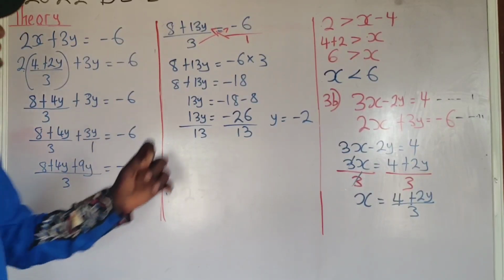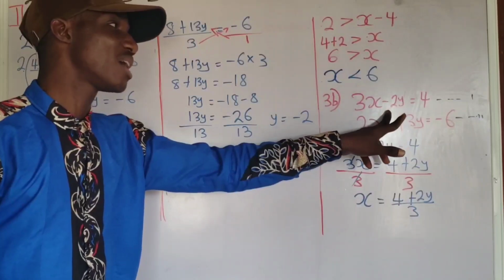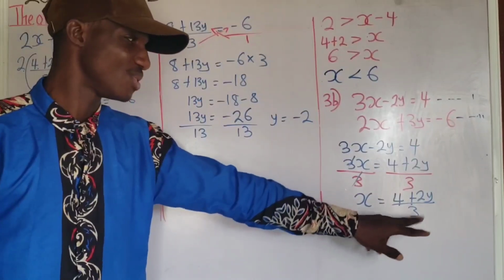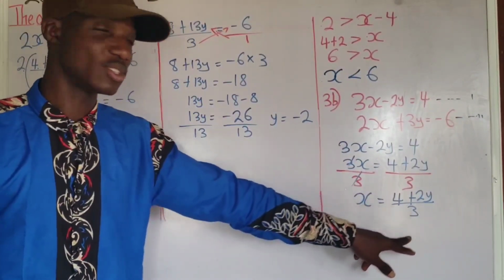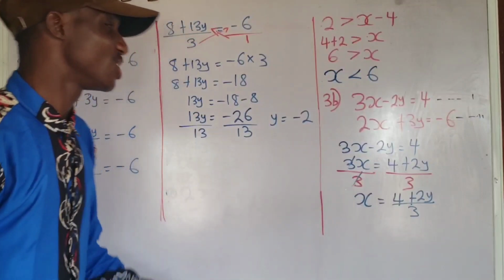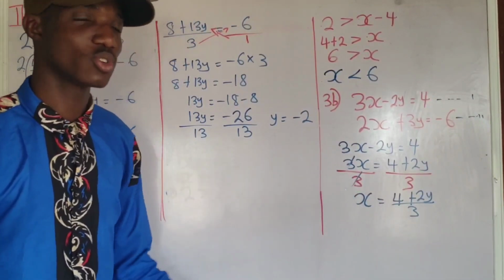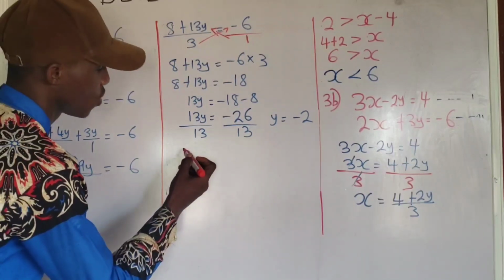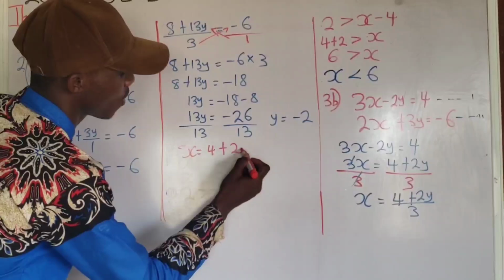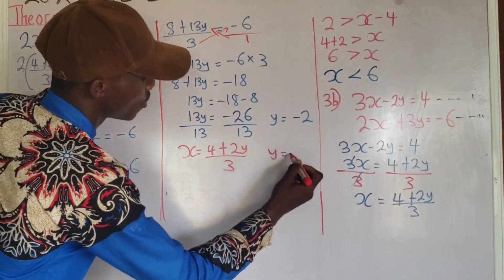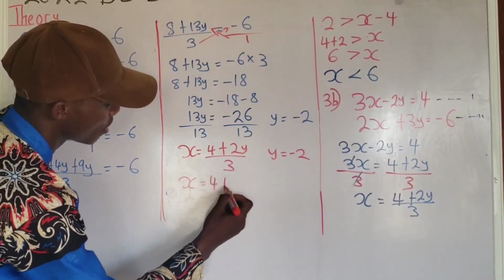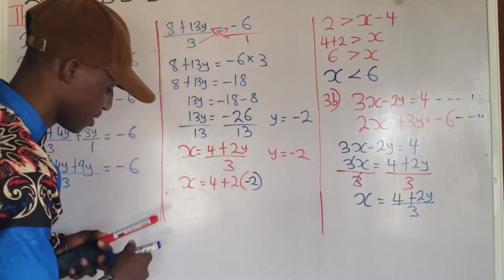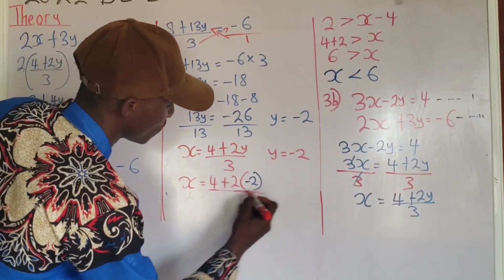Now, having gotten the value of y as negative 2, you can easily get the value of x by substituting negative 2 into either equation 1 or equation 2. You can also substitute y as negative 2 into this equation, where you made x the subject of the formula. Let us use this. Don't forget that we made x the subject of the formula in equation 1. So x is equal to 4 plus 2y all over 3. So when y is equal to negative 2, x will be equal to 4 plus 2 into bracket negative 2, all over 3, you understand?